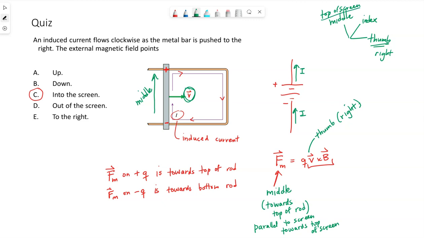So turn your wrist, get your middle finger pointed towards the top of the screen. You should see this index finger pointing at the screen. That means pointing at the screen means there's a magnetic field in this region that points inwards. So the magnetic field in this region must be pointing into the screen to cause this induced current flow.